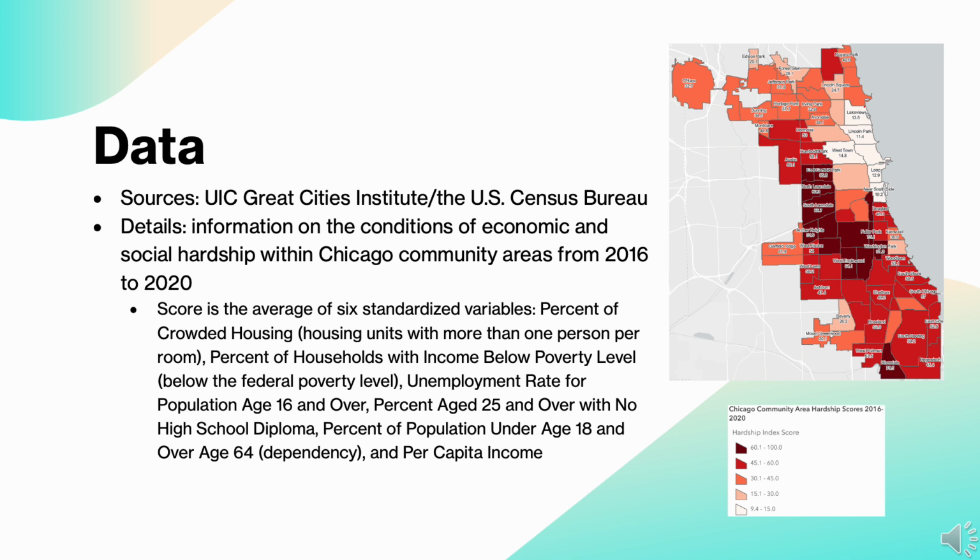The score is the average of 6 standardized variables: percent of crowded housing, percent of households with income below poverty level, unemployment rate for population age 16 and over, percent age 25 and over with no high school diploma, percent of population under age 18 and over age 64, and per capita income. This index is used to examine the conditions of economic hardship, or the difficulty resulting from not having enough collective economic resources available.